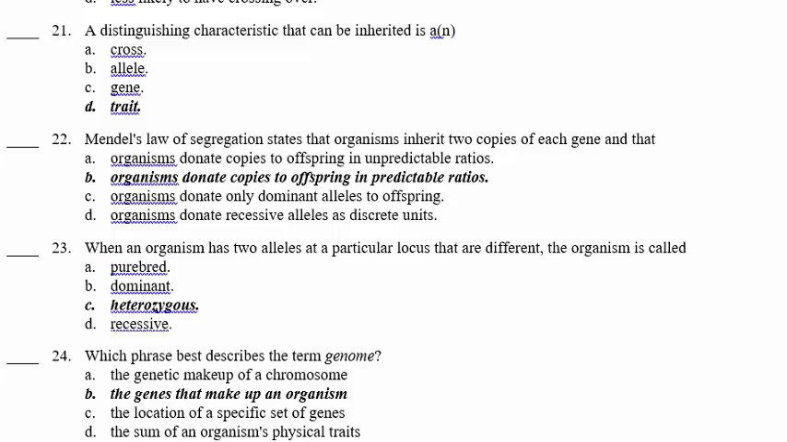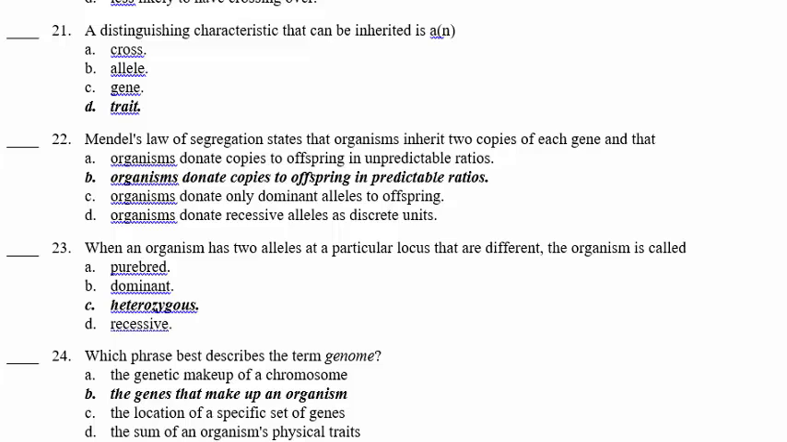23. When an organism has 2 alleles at a particular locus, which means location, that are different, the organism is called heterozygous. If the 2 alleles are similar, they are called homozygous. If the 2 alleles are different, it is called heterozygous.